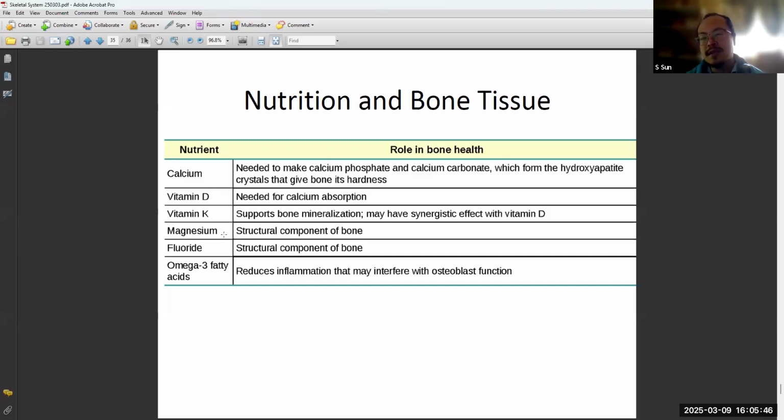Omega-3 fatty acids are associated with anti-inflammation, so they can reduce inflammation. So basically, overall, omega-3 is good. It's not just for the bone, but throughout our body. How do you get omega-3? It's an unsaturated fatty acid, and so basically you can get it from vegetable oil.